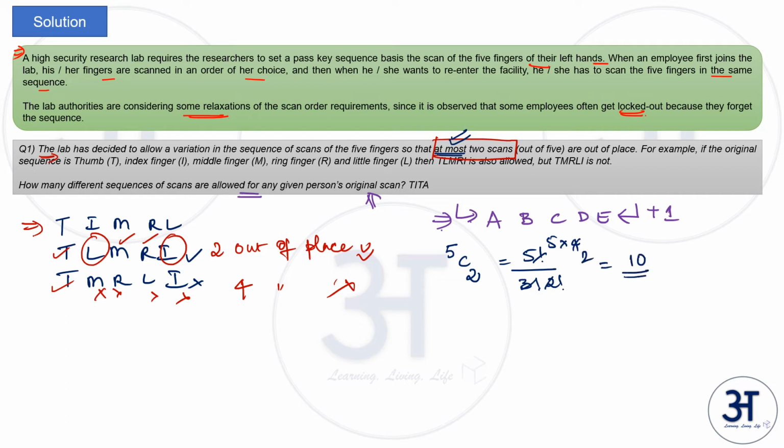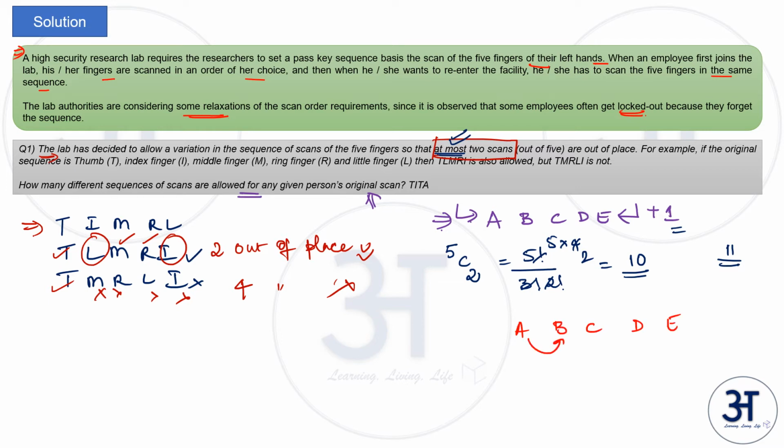So 10 plus 1, 11. So that is a simple answer. But if someone wants to quickly count and if it doesn't strike to you that it is 5C2, it is completely fine. You can take this A, B, C, D, E and quickly count.